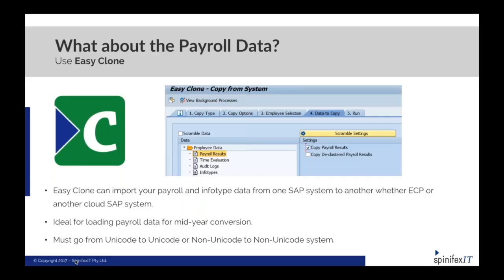Generally speaking, you'll find that infotype data is going to be handled through replication or the migration process. But if you ever need to take over payroll history, well, that's a different story, and that's a lot more difficult without a tool like EasyClone.